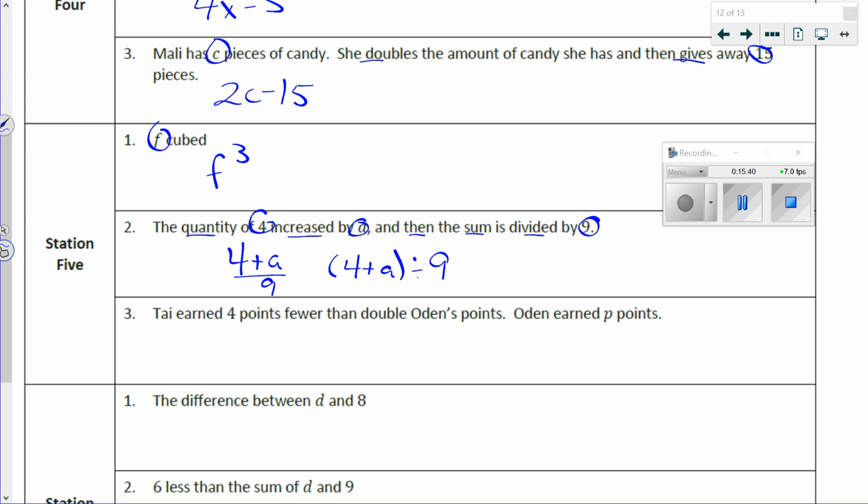Don't forget your last page of homework. It's just what we're doing right here. Ty earned 4 points fewer than double Owen's points. Owen earned P. So I have 2P, and then subtract the 4.